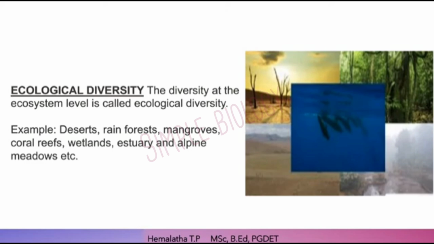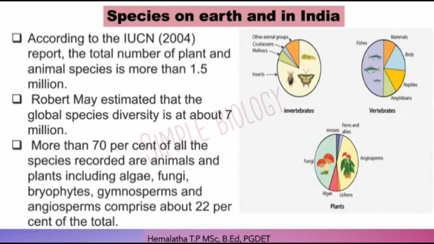So, hope it is clear now about genetic diversity, species diversity, and ecological diversity. So let's move on to the next topic, that is species on Earth and in India. According to the IUCN 2004 report, the total number of plant and animal species is more than 1.5 million. What is IUCN? IUCN is the International Union for Conservation of Nature and Natural Resources. In 2004, the report was given by the IUCN stating that there are more than 1.5 million species on this earth.